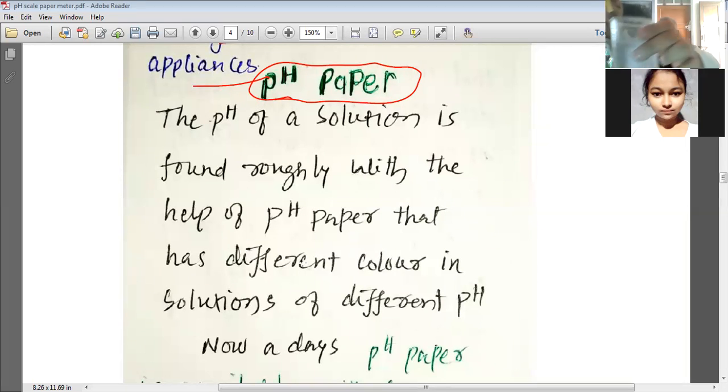Let me start with this solution first. I'm going to dip this pH paper. I hope you can see the pH paper dipping into it. Now you can see the color of the pH paper. The color of the pH paper has changed. Now you can compare this color of the pH paper with the pH chart here.